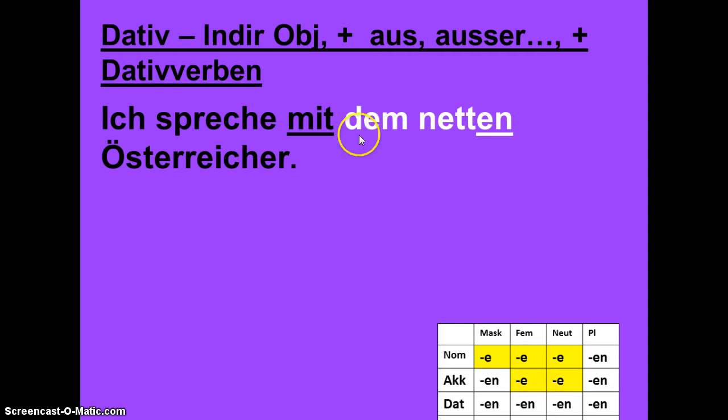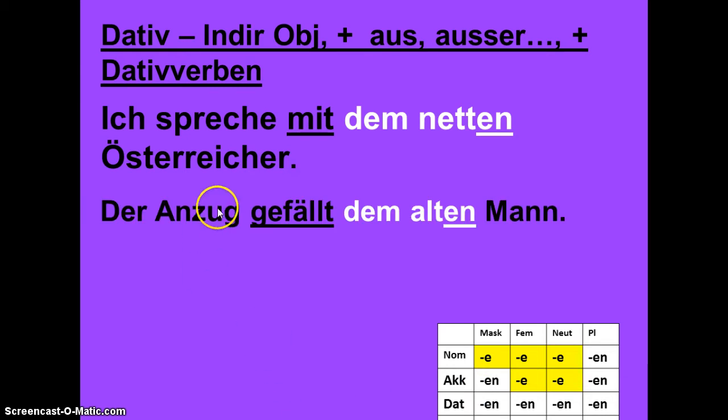That dem should tell you you're in dative case, and everything in dative is followed by en. Der Anzug gefällt dem Mann. This dem Mann is dative because of that dative verb. And every adjective in dative case is followed by en.